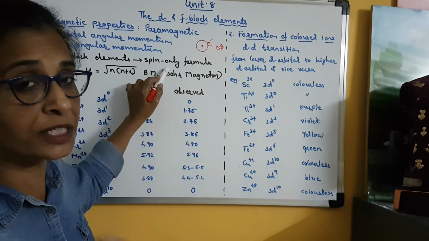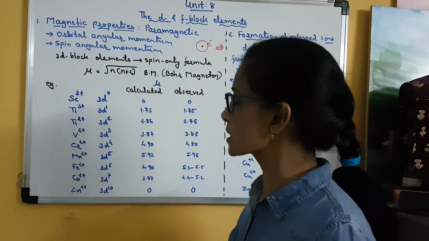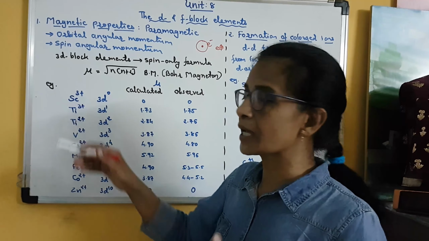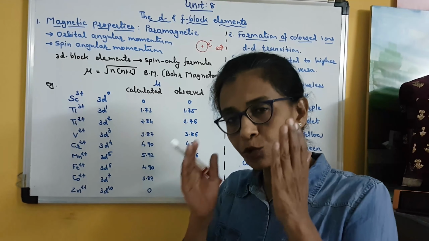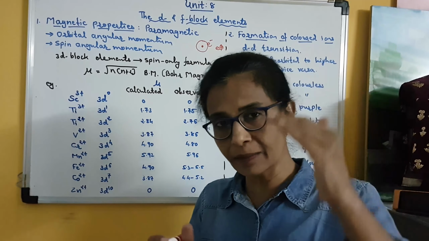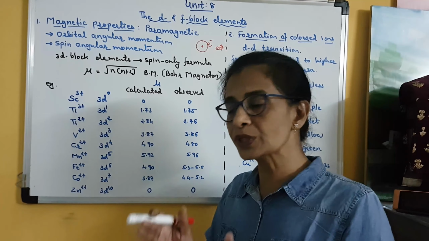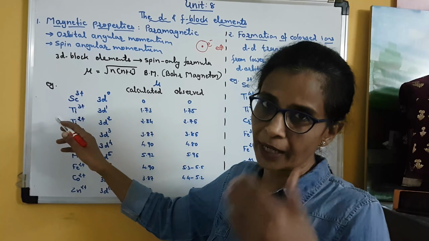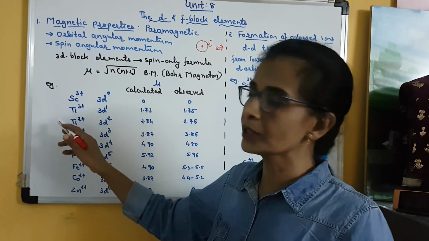Clear? Okay. Now for this, you are given one table in your textbook. You don't have to remember this table, but in MCQs you can be asked, for example, what is the magnetic moment of Ti3+ ion. So for that you must know the atomic number of elements from scandium to zinc. Is it clear? Once you know the atomic number and the electron configuration, you can immediately write down the electron configuration of the given ion.